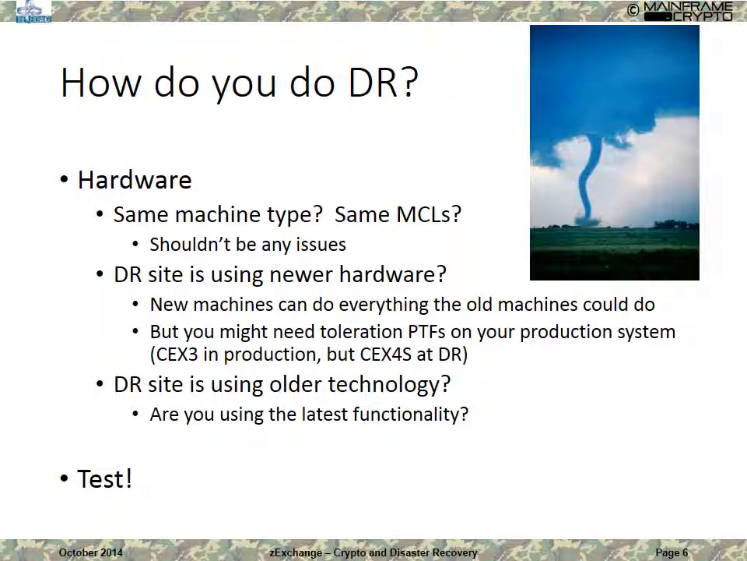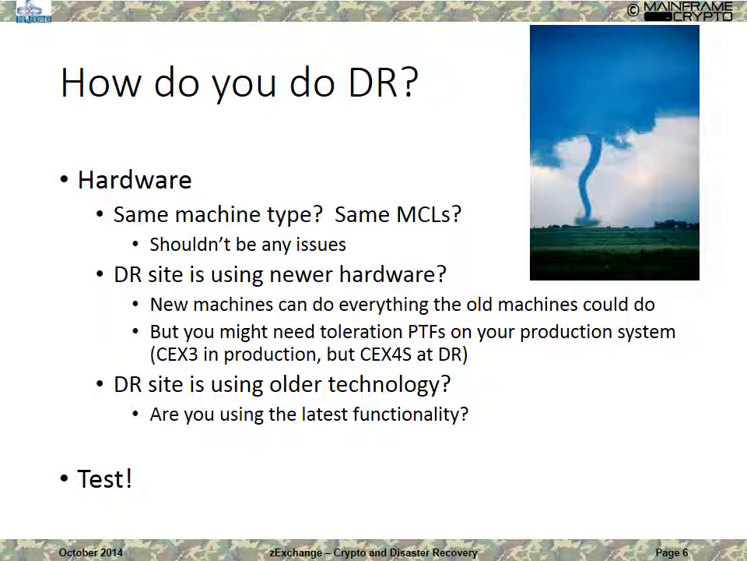So you've got a couple different possibilities in terms of the relationship of the hardware levels at the production site versus the hardware level at the DR sites. You could be running the same EC levels at both. You could be running newer hardware at the DR site, or you could be running older hardware at the DR site. And each of those have their own kind of special considerations. If you're running the same EC levels at both sites, then you're probably not going to have any issues.